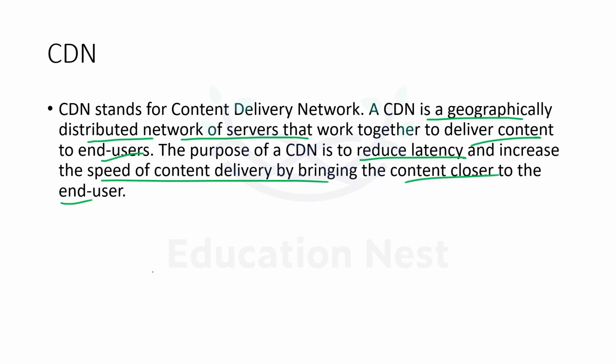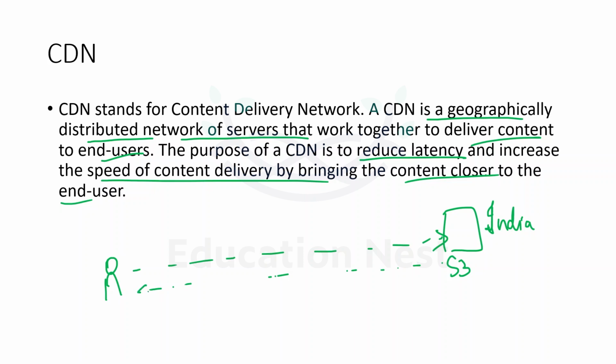For example, a request is being generated from America, okay, and we have hosted our S3 bucket in India. Okay, we have an S3 bucket in India, and the request is coming from America. So if this request comes all the way to the S3 bucket over here and goes all the way back to America, then the round trip time is more. Latency will increase over here.